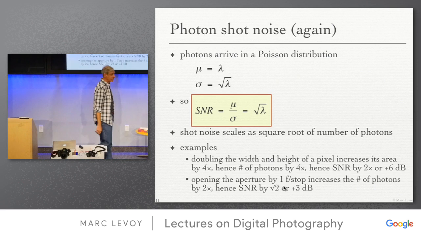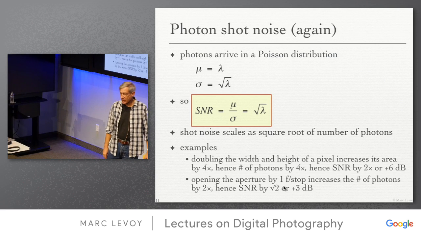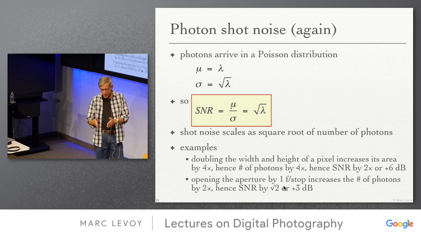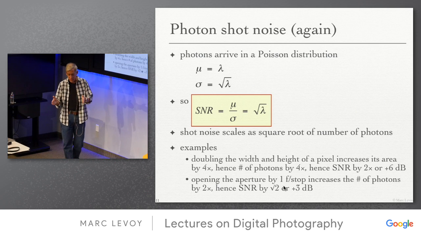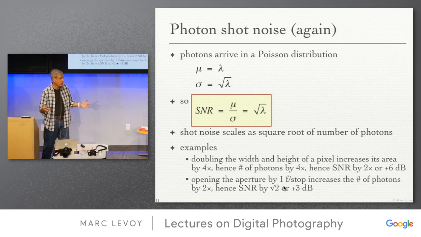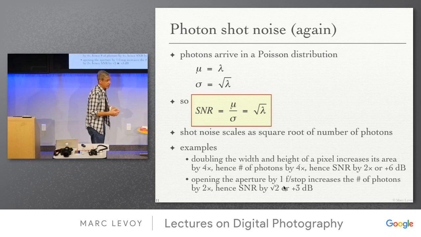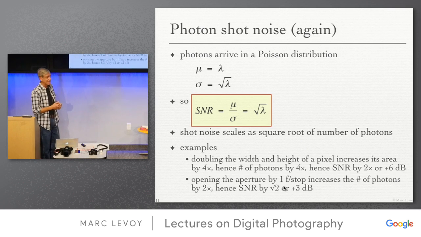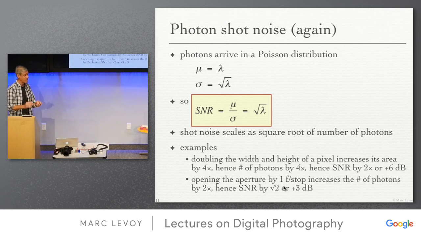Don't you need to have increased capacity for each pixel if you double the width and height? Well, if the pixel is larger, it will have increased capacity. The full well size will be larger if the pixel is larger. Just the way the chip is designed.